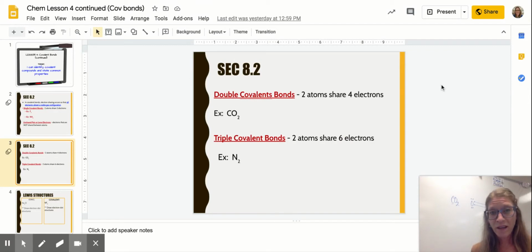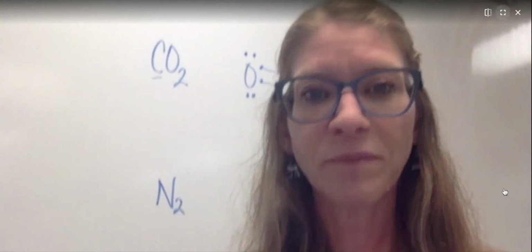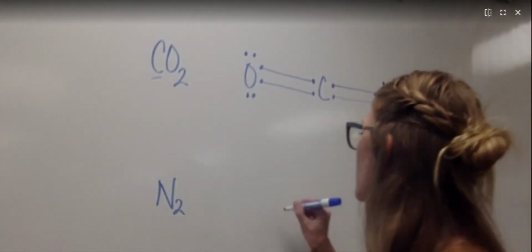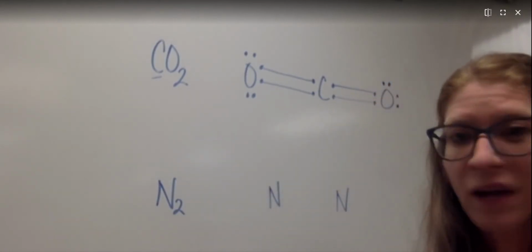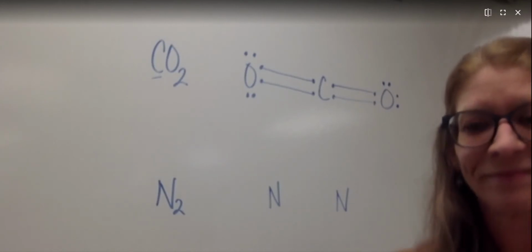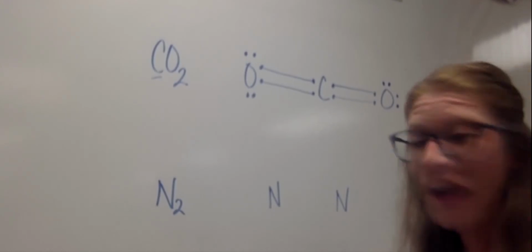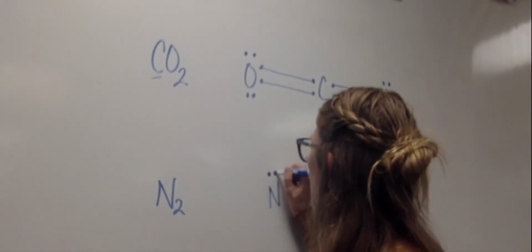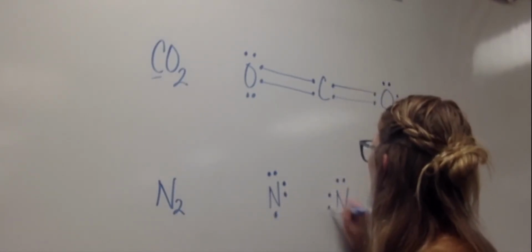All right, last one is the triple bond. So a triple bond is when 2 atoms share 6 electrons. So an example would be N2. Okay, I'm going to go full screen again. So N2, you put your 2 nitrogen atoms side by side. Take a second, count up your valence electrons. All right, so nitrogen has 5 valence electrons. So 1, 2, 3, 4, 5. 1, 2, 3, 4, 5.